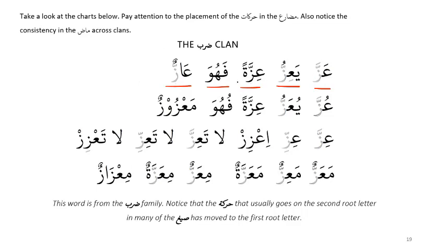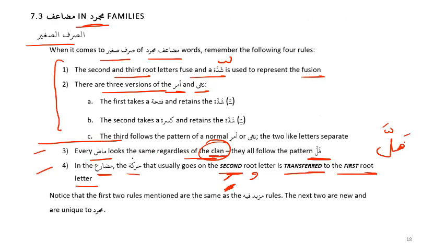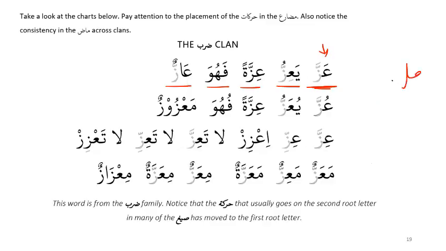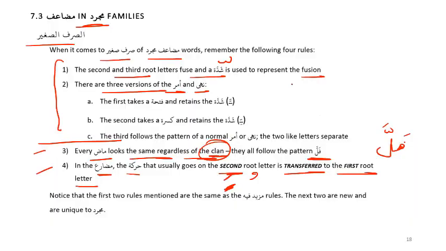Gharra yaghirru ghirratan. So in the past tense, I'm very good. My mistake. Azza. Azza ya'izzu izzatan. So azza is following what? With past tense, what should we say? Mazi. All of this looks the same with the form falla. Right? So is this in the form falla? Yes. Right? So this is azza in the form falla. And then ya'izzu. All right, so what's happening over here? So whatever goes on the second root letter is transferred to the first root letter.